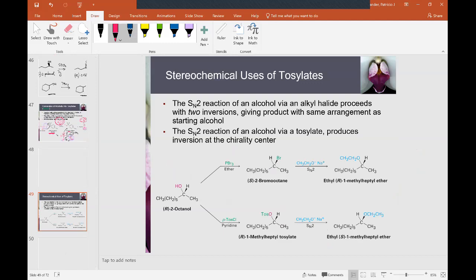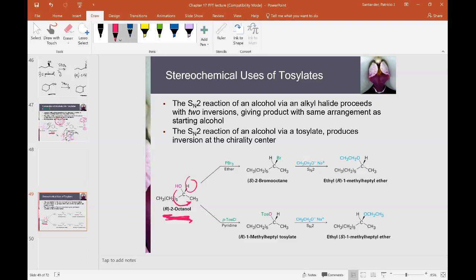So here we have a couple of examples that show how nicely we can control the stereochemistry, the overall stereochemistry in a synthetic process. Let's say that you start with R-2-octanol. R because we have OH followed by the longer chain, followed by the methyl. It looks like S, but because the hydrogen atom is pointing to us, that's why it is R configuration.